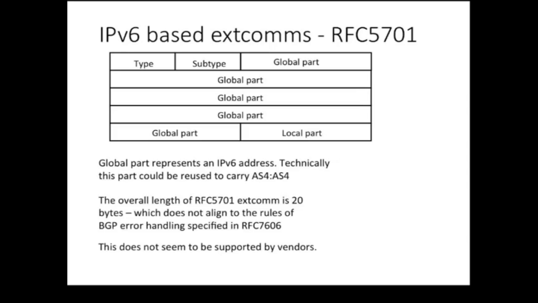There is another aspect in the context of semantical validity of such a community. The error handling requirements for BGP state that extended communities must be of a length that is a multiple of 8 bytes. This one gives you 20, and this is a violation of that error handling requirement. And in the best case, that will be treated as a withdrawal, so it basically gives you little practical value.